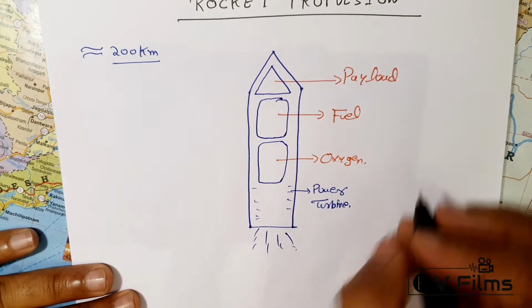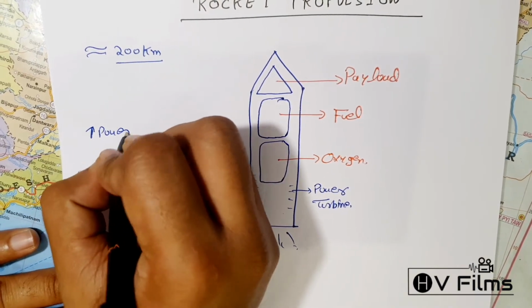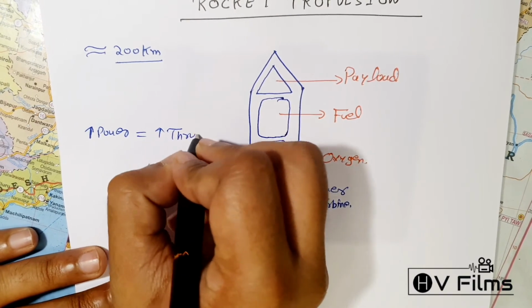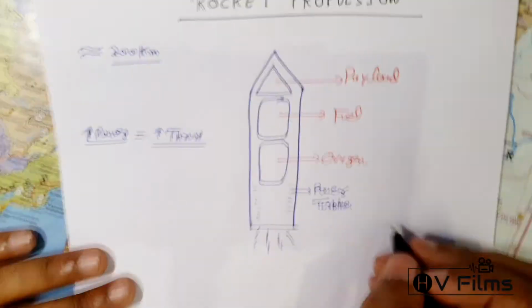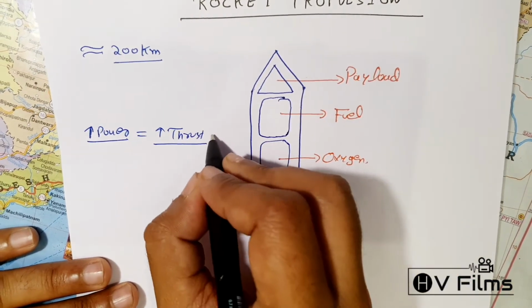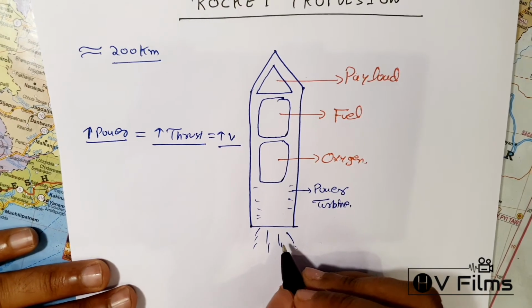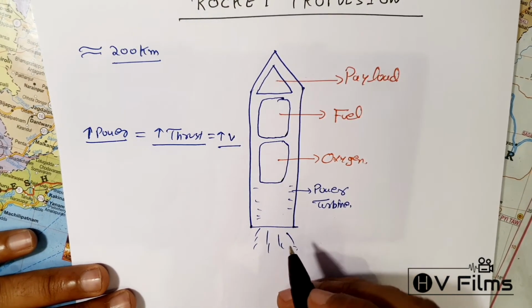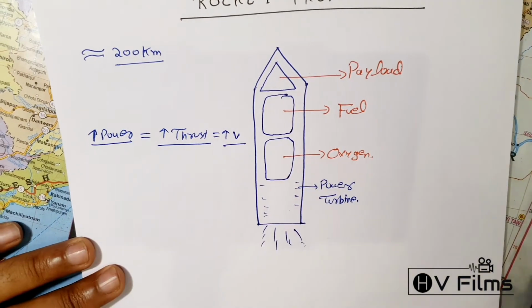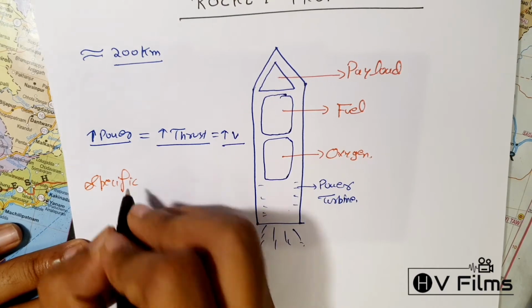So we can say the more the power, the more the thrust. That's pretty straightforward, and therefore the more will be the initial velocity. Moreover, the efficiency of the rocket is expressed in terms of the specific impulse. So these are a few basic terms; maybe they can ask you these things.